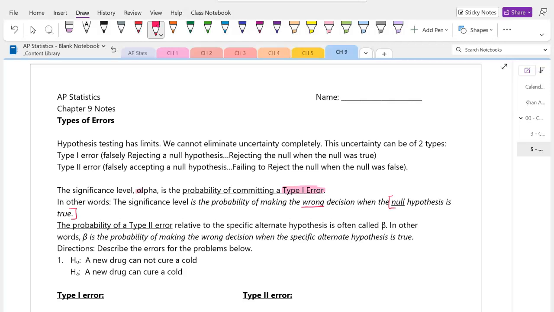And then a type 2 error is relative to the specific alternative hypothesis, often called beta. So in other words, it is the probability of making the wrong decision when the specific alternative hypothesis is true. That's a type 2 error. So again, the alternative hypothesis is true.